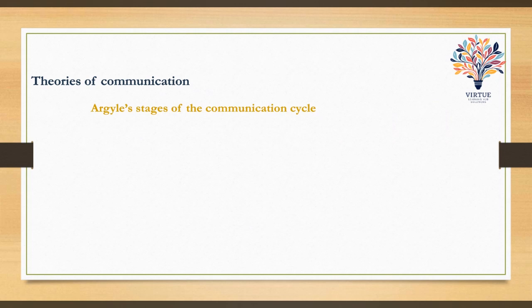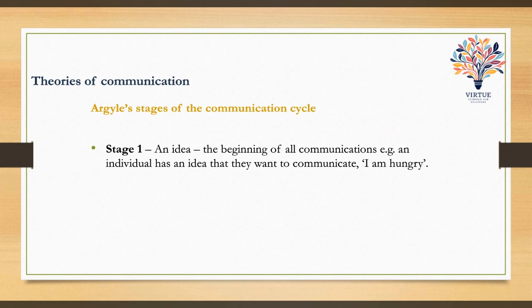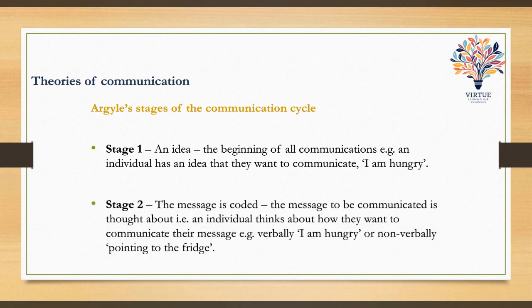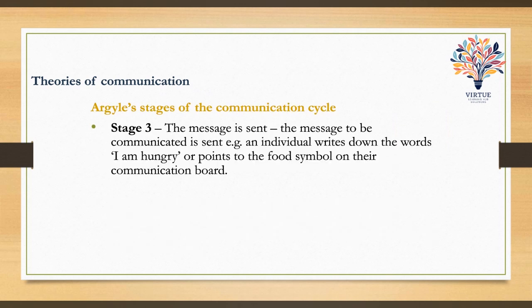With the stages of communication, as mentioned, the idea begins at the start. Then you have stage two, where the message is coded. So the message is to be communicated through the thought. Thirdly, the message is sent. So the message to be communicated is sent to the individual. This could be in different methods, such as language, or it could be in written format.